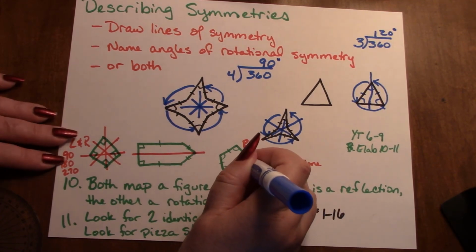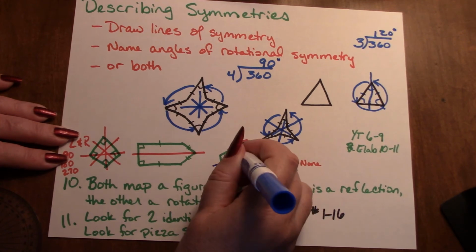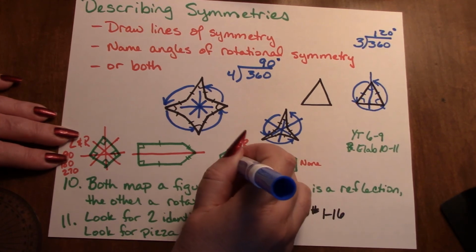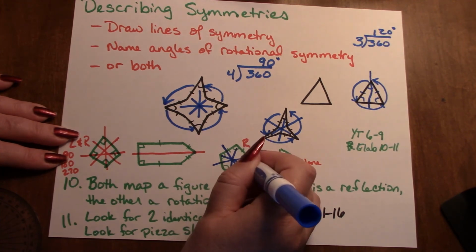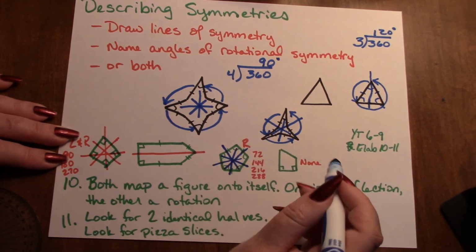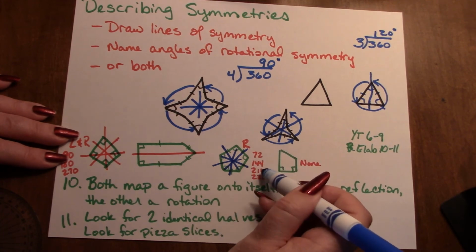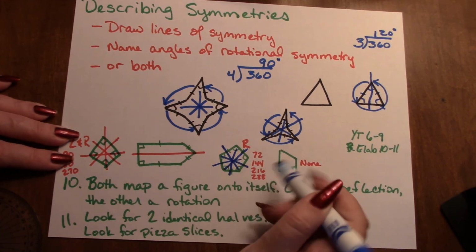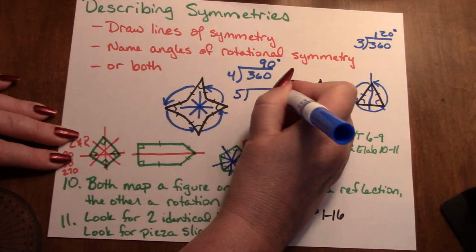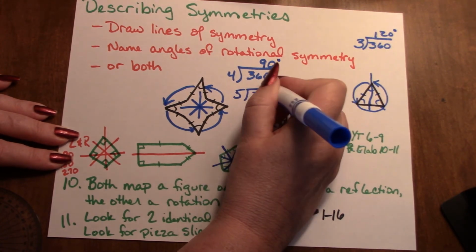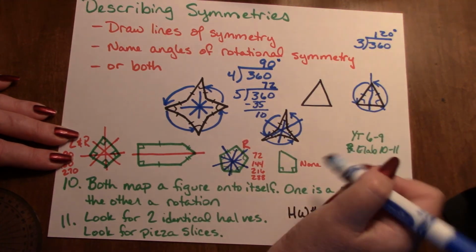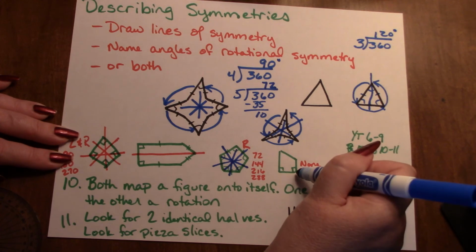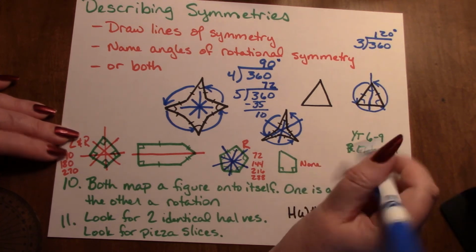This one has 5 lines of symmetry: 1, 2, 3, 4, that one, 5. There we go. And it has these rotational points of symmetry because we divided 5 into 360, and we got 72. This one has no line of symmetry and no rotational symmetry.